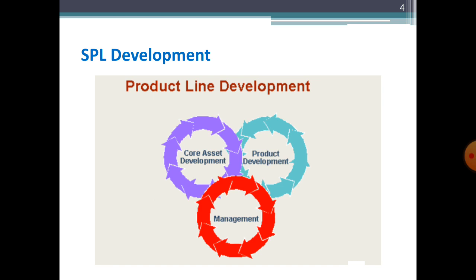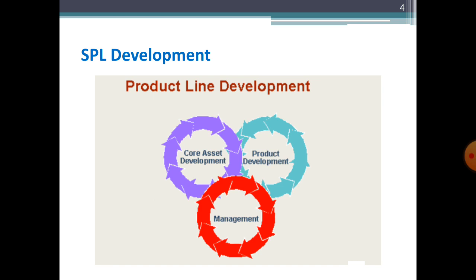So the core asset may be enhanced or modified to achieve the required quality as well. So after the product development, the third stage is management. Management is the last stage of product line development. So students, management must ensure that the two constituencies are interacting correctly. The part of management is to make sure the core asset development and the product development constituencies are interacting with each other correctly. So instituting a product line practice at an organization requires a strong commitment from management as well.